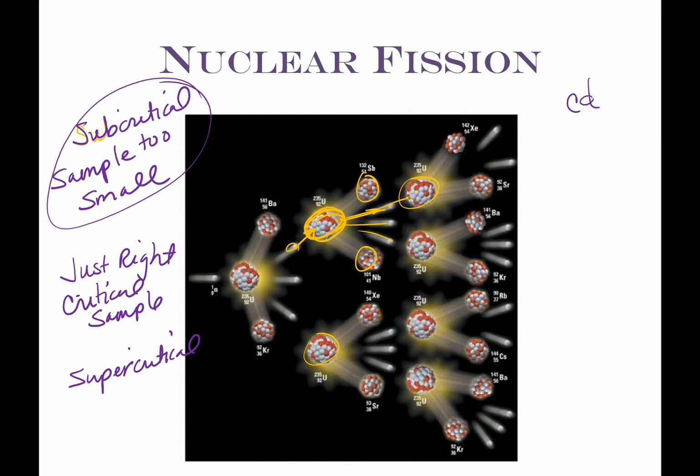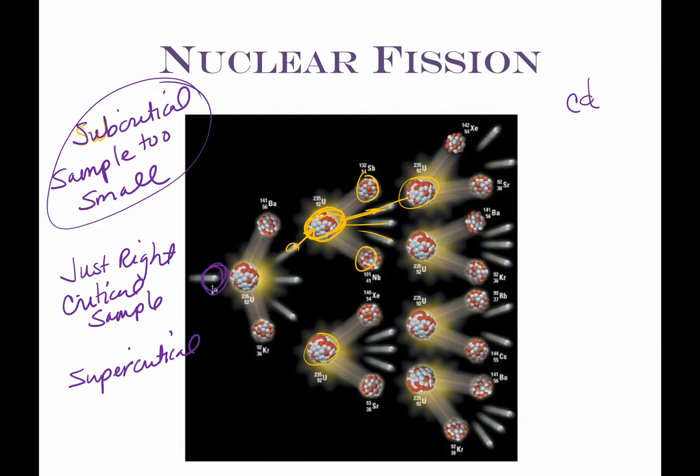So the reaction we said starts with a slow thermal neutron, but the neutrons that are produced by the fission reactions are fast neutrons, and those can't cause fission reactions on uranium-235. So slow or thermal neutrons are the ones that are required to bring about a fission reaction with uranium-235.